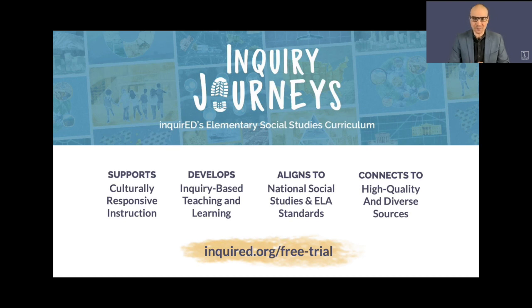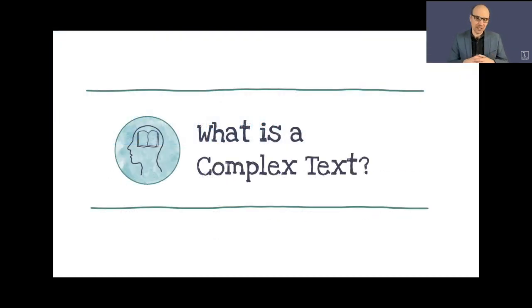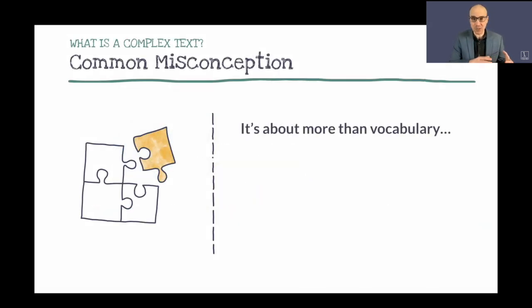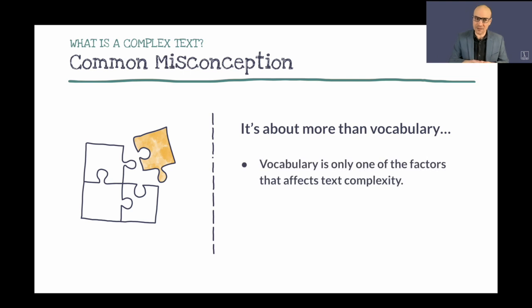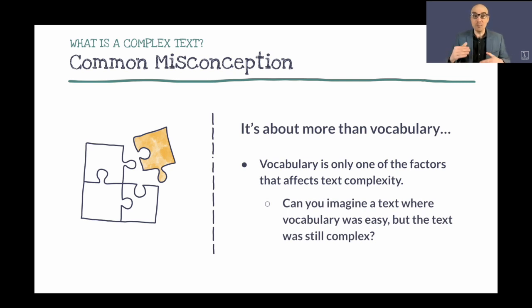We want to dig right into our subject matter today, and before we bring on our panelists, I'm going to give a little bit of background. We're going to look at what we mean when we say a complex text. One common misconception is that what makes a text complex is just the vocabulary. And in reality, vocabulary is only one of the factors that affects text complexity. Now, I know that a lot of you are familiar with giving your students a poem for the first time, and that poem might have really simple vocabulary, but it's in a format that they're unfamiliar with, and that format itself can make that text complex.